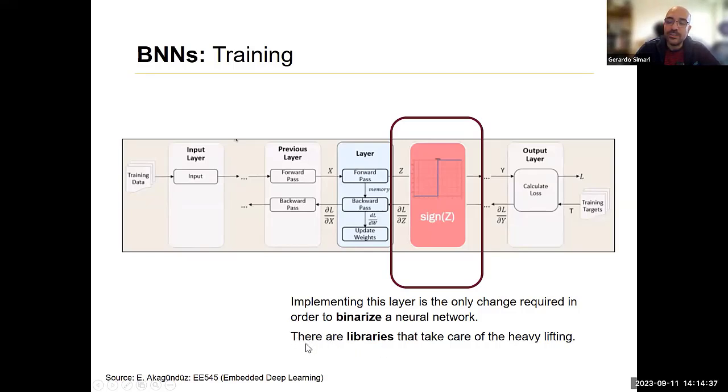The good thing is that nowadays there are quite a few libraries that take care of all the heavy lifting, but it's not even that heavy a lifting. That's what I'm saying. It's not really that difficult. So the elegance of the model is that it's pretty impressive how by just modifying this part of the structure, you can reap all of these benefits that we were covering before.